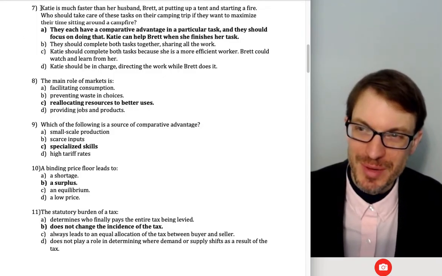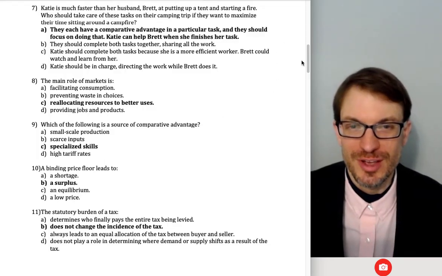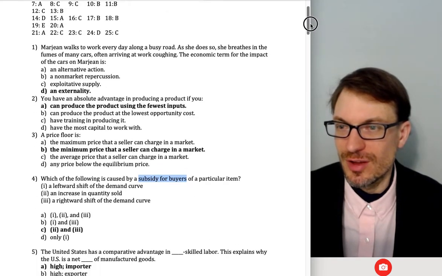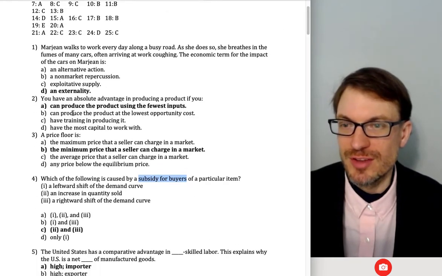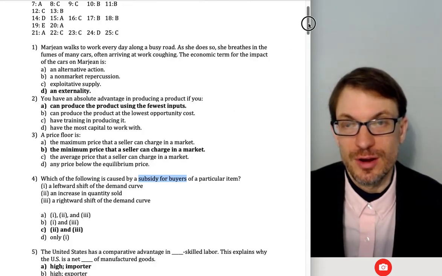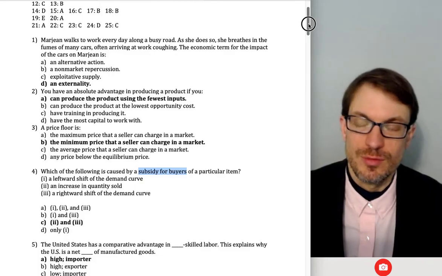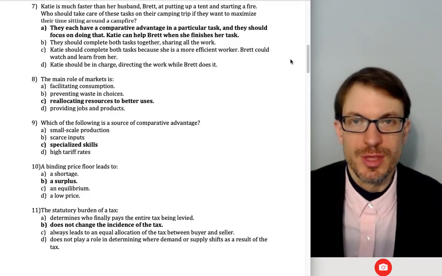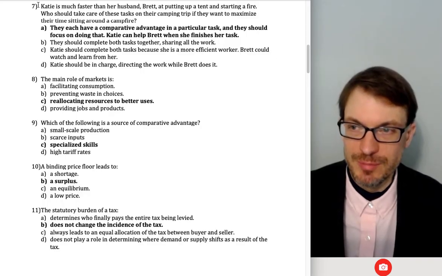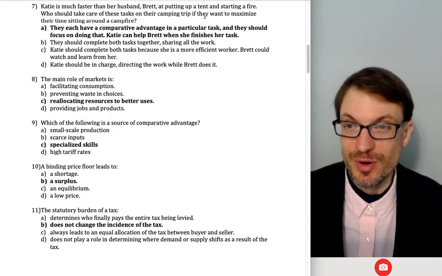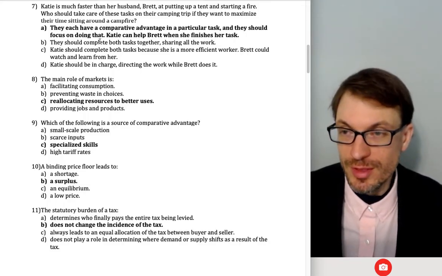this actually says something about being much faster. Think about what I was talking about a second ago with comparative advantage and absolute advantage. Where did I do the absolute advantage? You can produce the product using the fewest inputs. What we're actually told about Katie, her ability to put up the tent and start the fire faster, says something about efficiency. So we know Katie probably has absolute advantage in putting up the tent and starting the fire. Actually has absolute advantage in both. Katie's just way better than Brett at both.